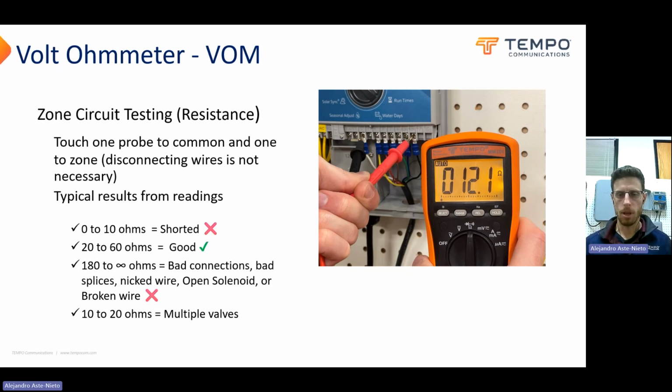You might not have enough water flow or water pressure to be opening two valves at once, but that's one of those things you'll have to take case by case. So 10 to 20, that's an indication of perhaps two valves in the same circuit.